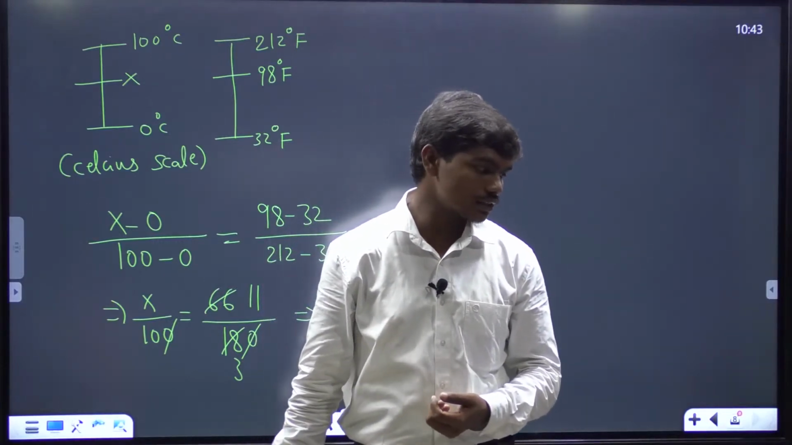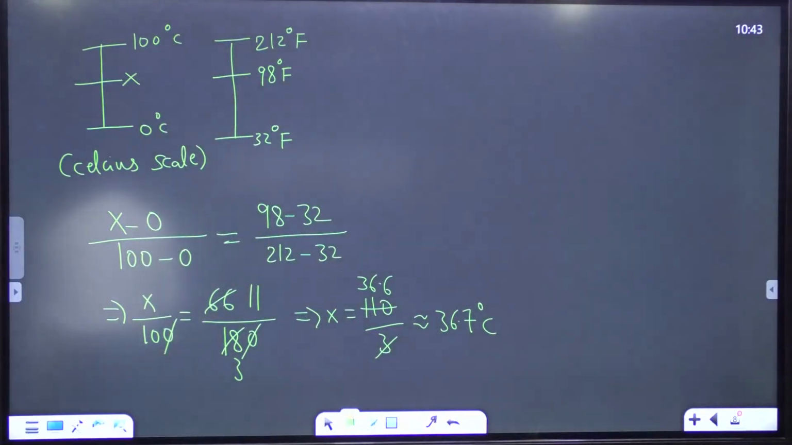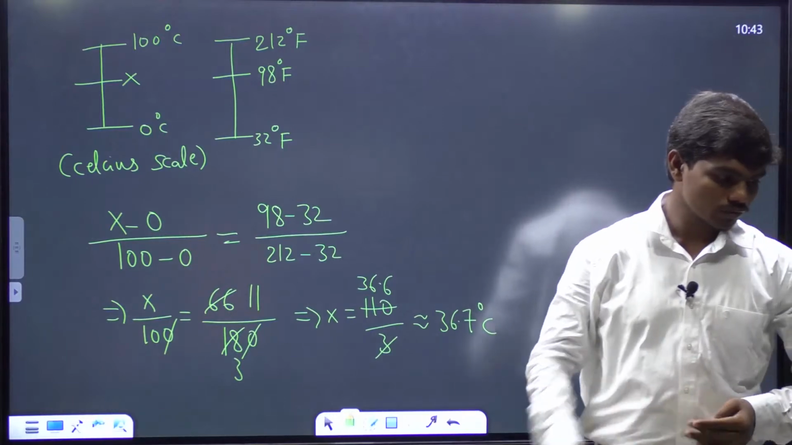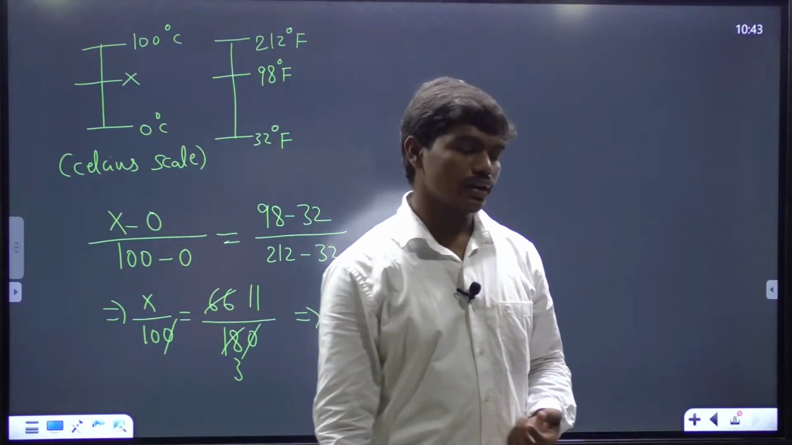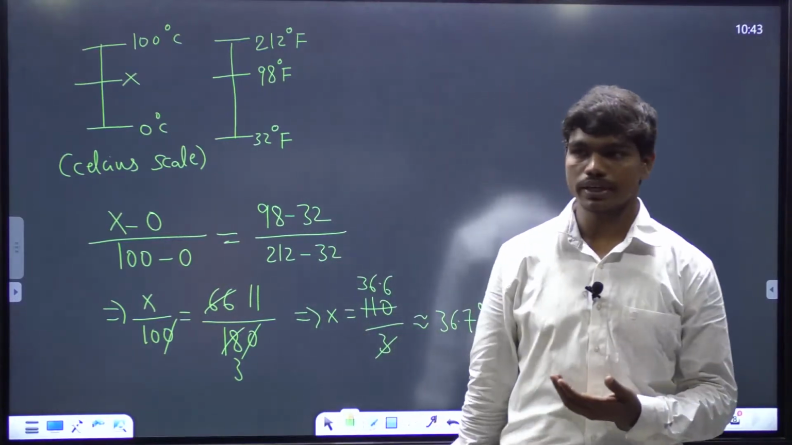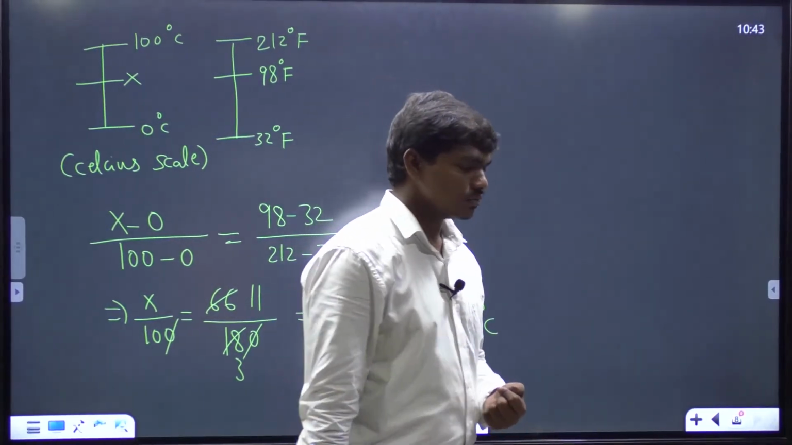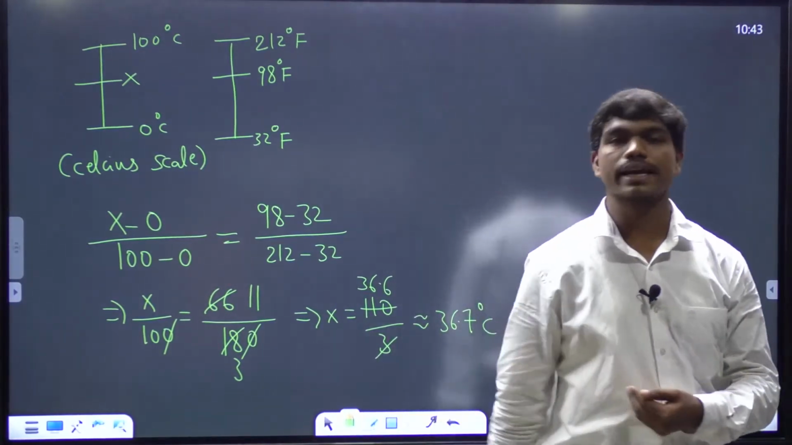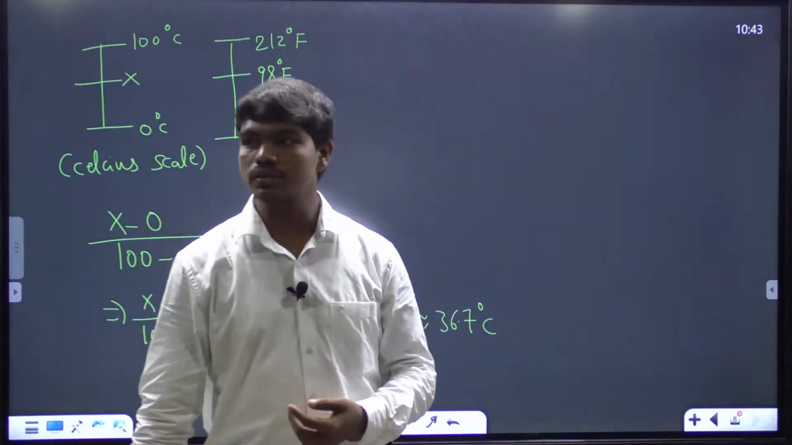Clear so far? Okay, so we learned what the zeroth law of thermodynamics is, and then we have seen the concept of thermometry. Now we'll go for some basic definitions again that we involve during the course. Can I go for the next definitions?